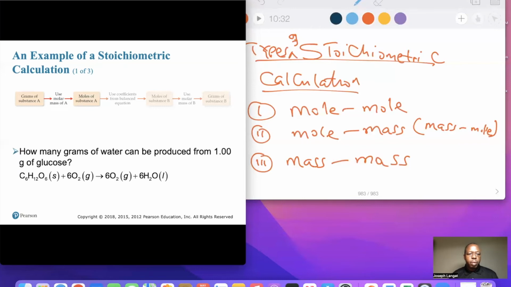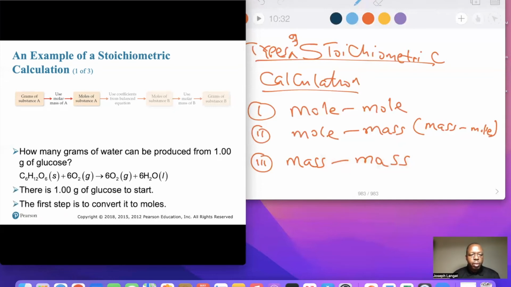Here is an example of glucose reacting with oxygen. The mole ratio is 1 to 6 to 6 to 1. How many grams of water can be produced from 1 gram of glucose? So we know the grams of glucose, 1 gram. We need to find the molar mass of glucose. Sometimes you may be given it, but sometimes you have to use the periodic table. If you are given it, that's pretty straightforward.